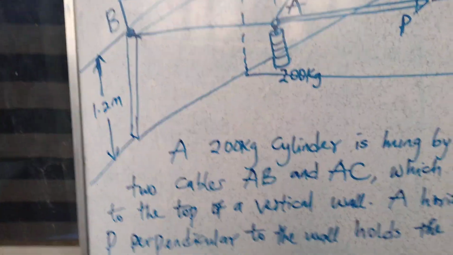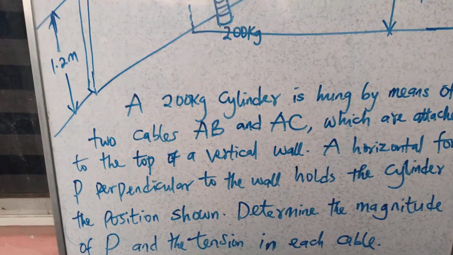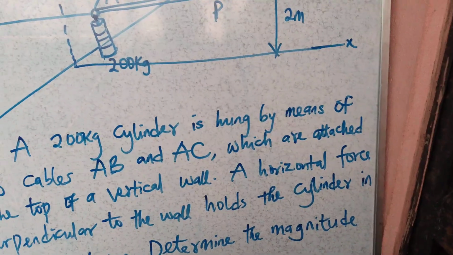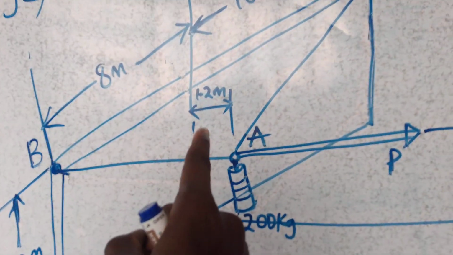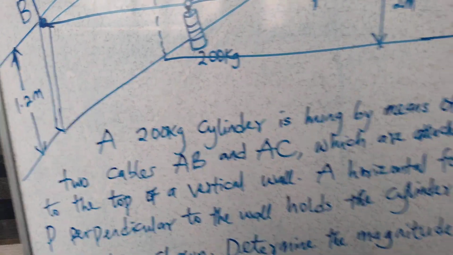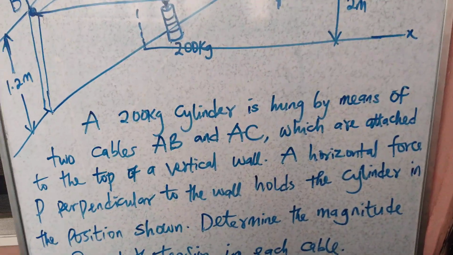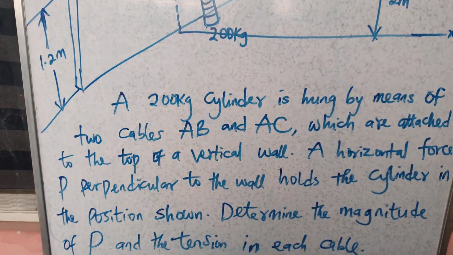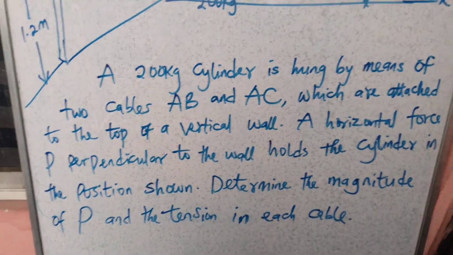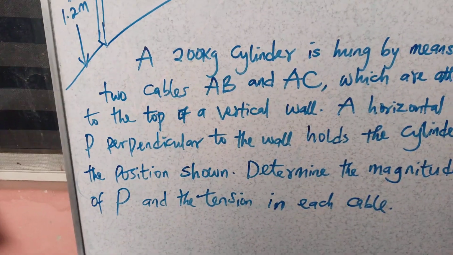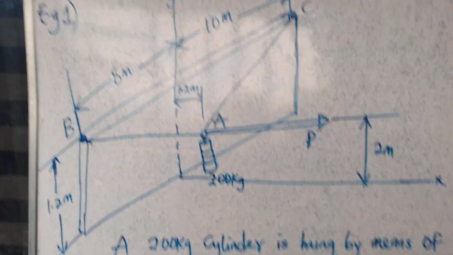Alright, the question says a 200 kilogram cylinder is hung by means of two cables, AB and AC. These are the two cables, cable AB and cable AC, which are attached to the top of a vertical wall. The horizontal force P perpendicular to the wall holds the cylinder in the position shown. Determine the magnitude of P and the tension in each cable. We're asked to determine the tension in each cable. So let's look at that quickly.